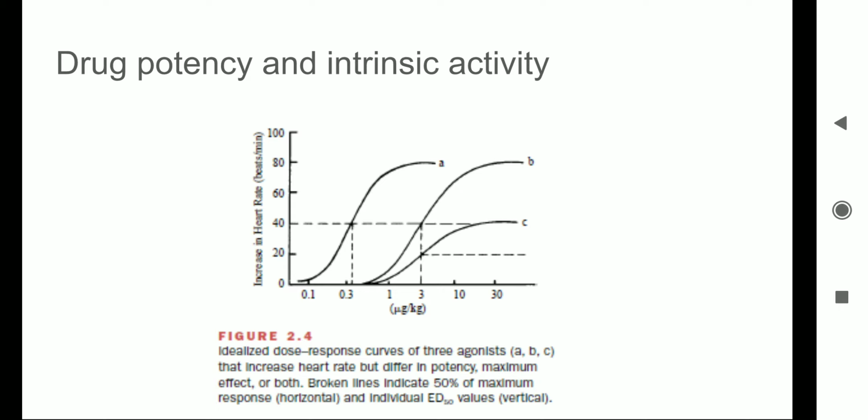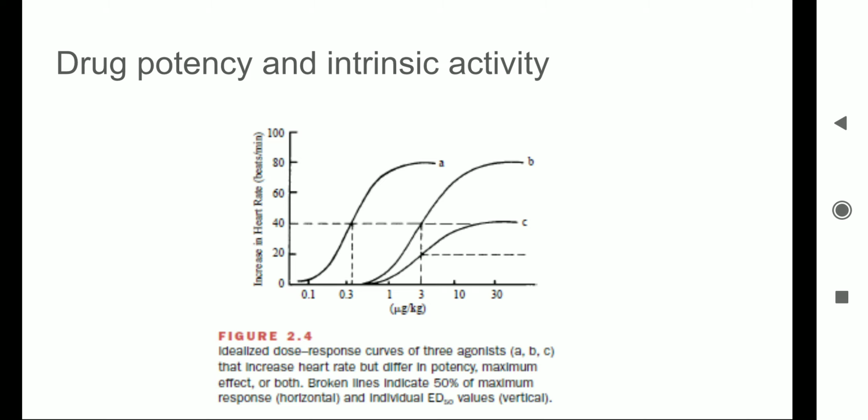So this graph has, on the y-axis, the increase in heart rate, and on the x-axis the dose of the drug. This graph is for a drug which is increasing the heart rate. The first curve is for drug A, the second curve is for drug B, and C is for the third drug, that is C. So let's understand the peculiarities of each drug.